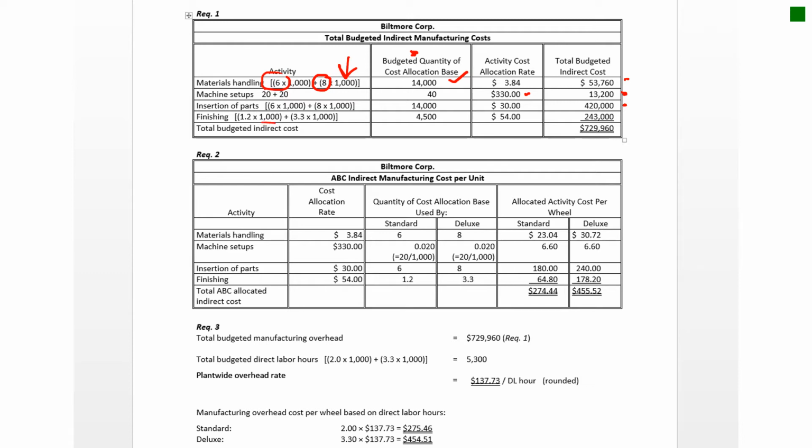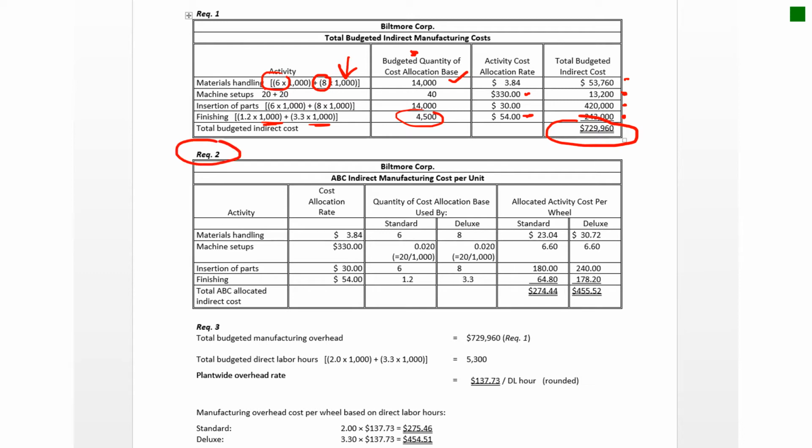Again, notice how they multiply these by the production. That's the total quantity times the rate they gave you. It backs you into that overhead number. So the total plant-wide budgeted overhead is $729,960. You'll need that again for the third part as well, when you get the overhead rate for the one rate.